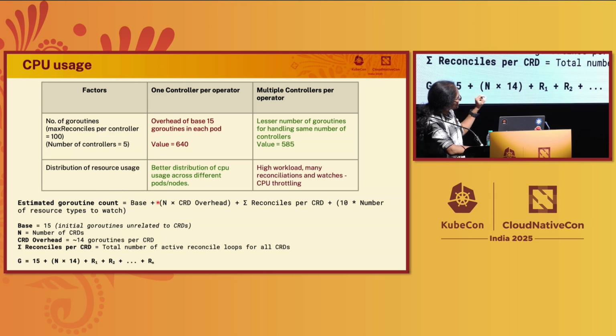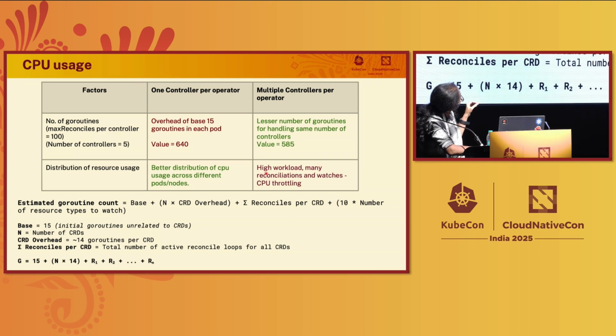I won't be explaining each and every parameter of this. But let me put it briefly: when you spin up your operator itself, there will be about 15 Go routines. With every CRD, I see that there were another 14 Go routines, and depending on your reconciles as well, per CRD it increases. Also, what is the number of resource types you're trying to watch? The more resource types you watch, like deployment, stateful set, etc., as part of your controller, again there is going to be an increase in the number of Go routines.